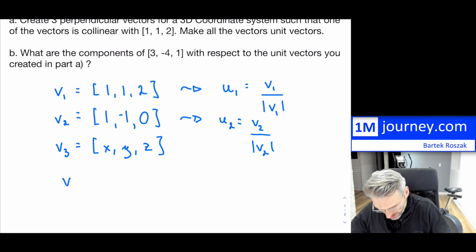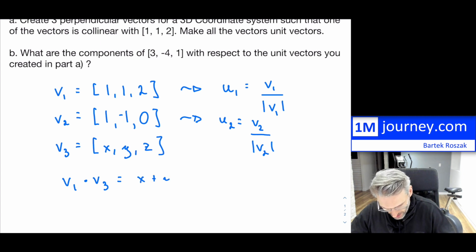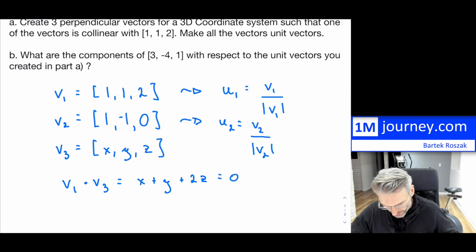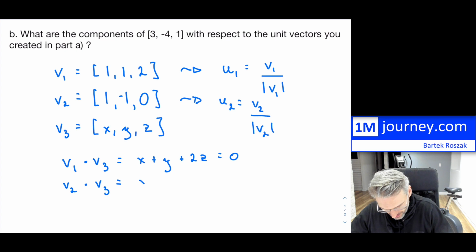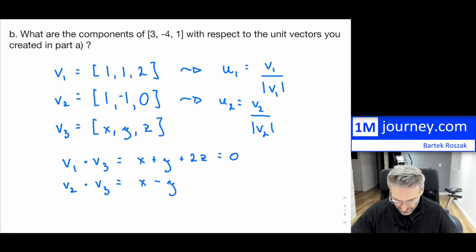And what I want is, I want v1 dotted with v3 to be equal to 0. And notice, if I do that dot product, it's going to be x plus y and then plus 2z. This is supposed to be equal to 0. Now, if I do the second one, that's going to be v2 dotted with v3, that's also supposed to be 0. And this one is going to be much easier because the z component of v2 is 0.